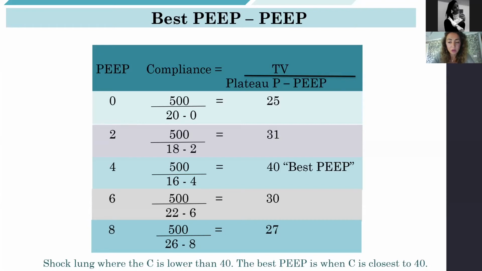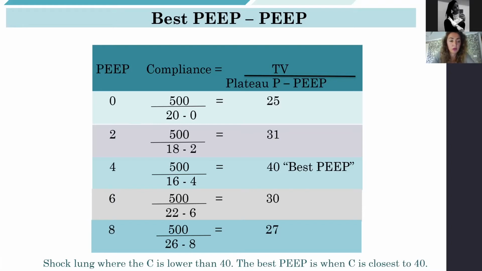Compliance is nothing more than the measurement of the lung elasticity. The lower the compliance, the stiffer the lung. So best PEEP, remember, is when we have compliance around 40. There you have the equation, and you calculate the compliance with tidal volume, plateau pressure and the PEEP. When you are using the parameters that you have set in the patient, you can get the best PEEP. When you achieve a compliance of 40 with the equation, that is the PEEP that you want to have.